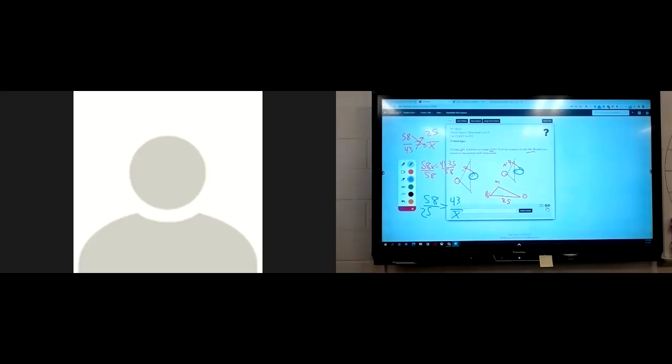I told you there were 4 ways to do this, right? Could we have flipped these over and said 43 to 58 as x is to 25? Yes. Could we have said 25 is to 58 as x is to 43? Yeah, 4 different ways. It honestly doesn't matter as long as you compare like things to like things. That's the only thing that matters.